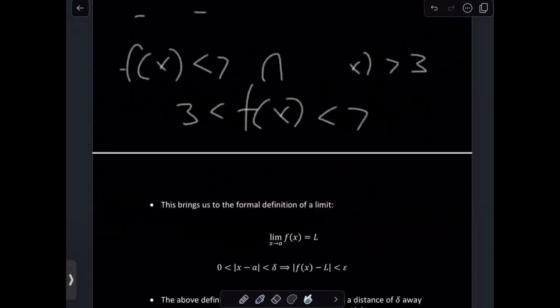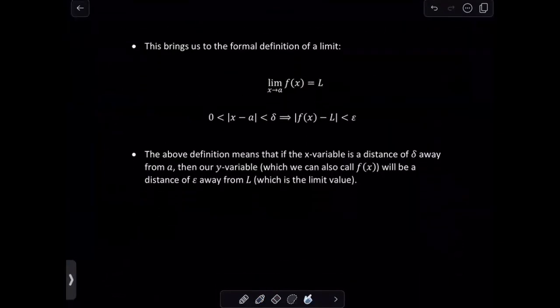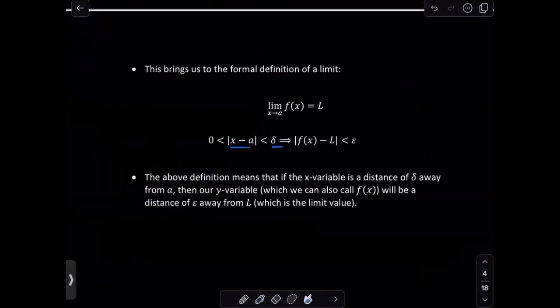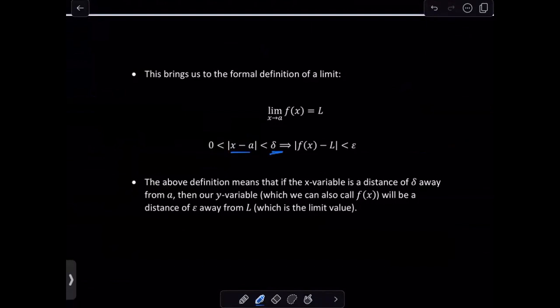Okay, so this brings us to the formal definition of a limit. So if I have the limit as x approaches a of some function f of x, that's going to be equal to the limit value L. In the above example, we were approaching 2 and our limit value was 5. This here, I can write it in terms of its formal definition. So the distance between our x input value and the value that we are approaching is going to be less than some positive number. And in the previous example, this number was 1. So this symbol here, okay, that was 1 in the previous example.